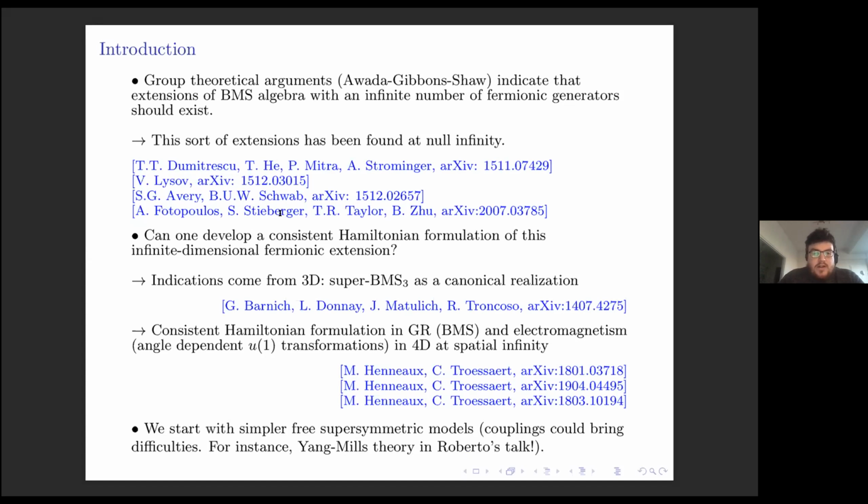So we will start with the simpler free supersymmetric models, because coupling could bring some difficulties, as was shown by Roberto yesterday in the talk about Yang-Mills.